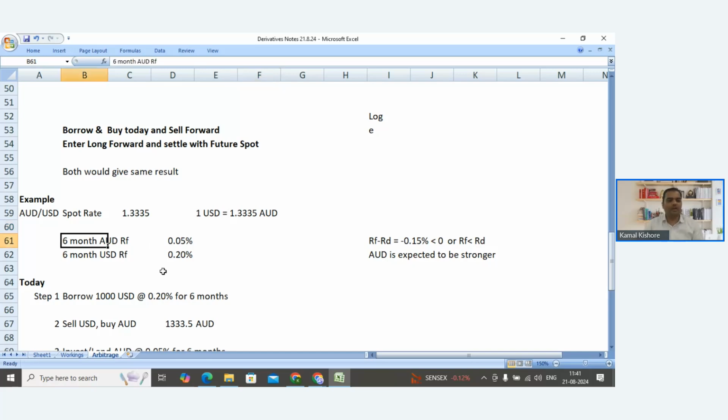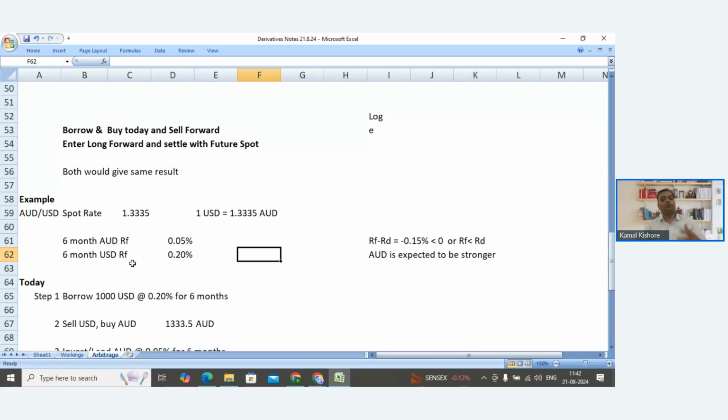So the 6 months AUD risk-free rate is how much? 5% or 0.05%? 5% and 0.05% are both different. 5% is 0.05. 0.05% is how much in absolute number? 0.0005. The 6 months USD risk-free rate is how much? 0.0002, that is 0.20%. Okay, clear?